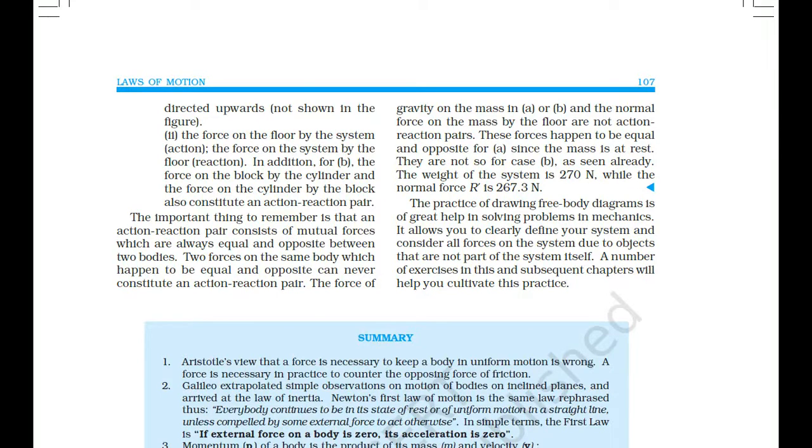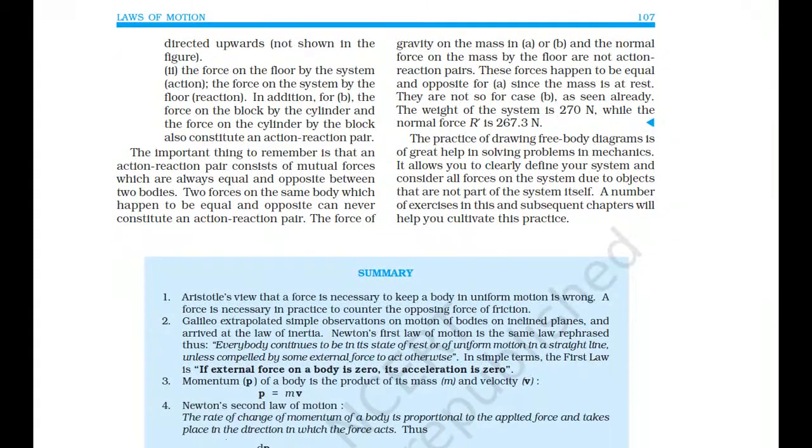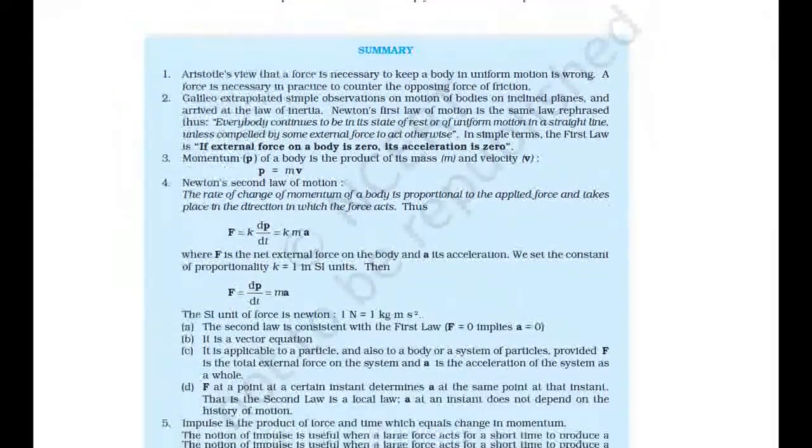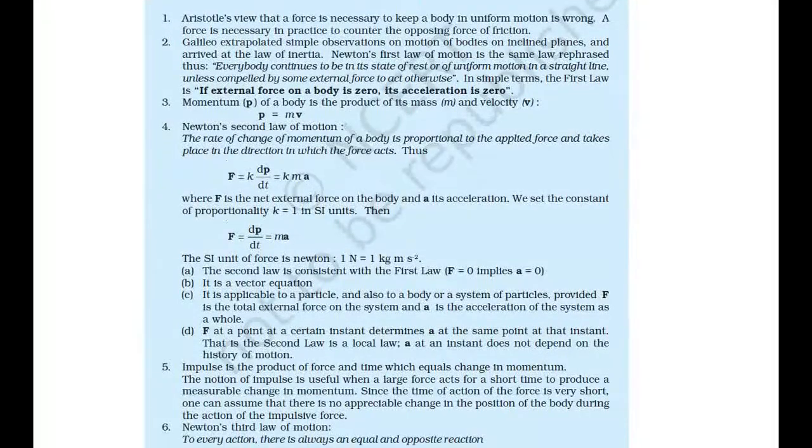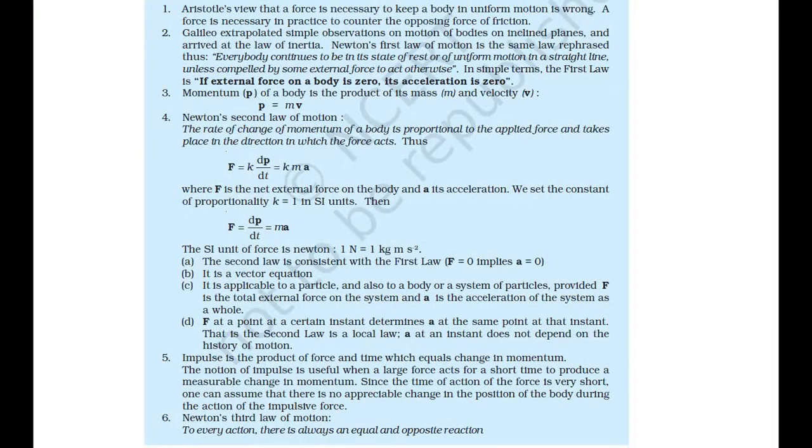So now I will show you the summary of this chapter. The first one is Galileo's law: everybody continues to move in a state of rest or uniform motion in a straight line unless compelled by some external force to act otherwise. In simple terms, the first law is: if the external force on a body is zero, the acceleration is zero.